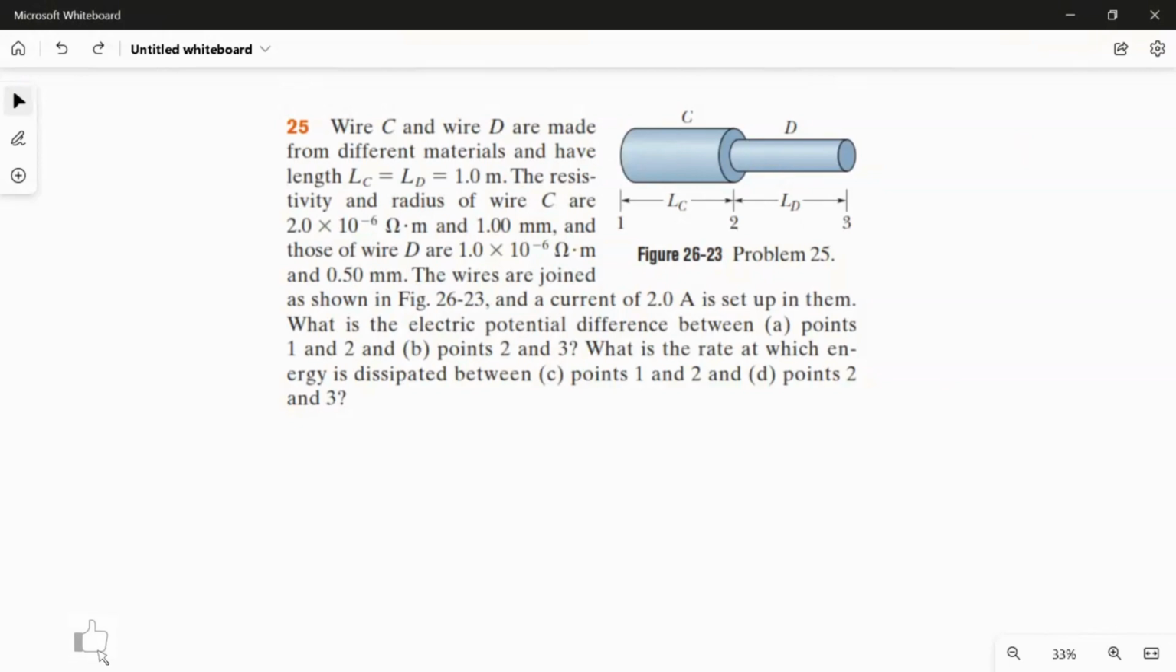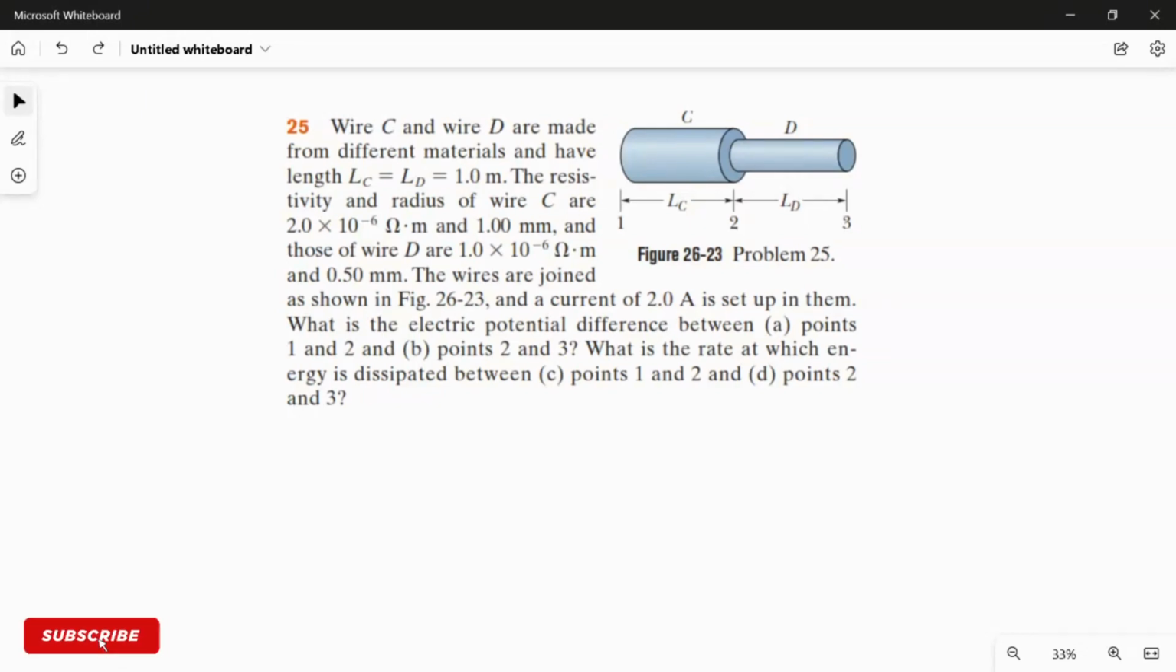What is the electric potential difference between point 1 and 2? The second question is, what is the electric potential difference between point 2 and 3? The third question is, what is the rate at which the energy is dissipated between point 1 and 2? And the fourth question is, what is the rate at which the energy is dissipated between point 2 and 3? So here we have to answer these four questions.